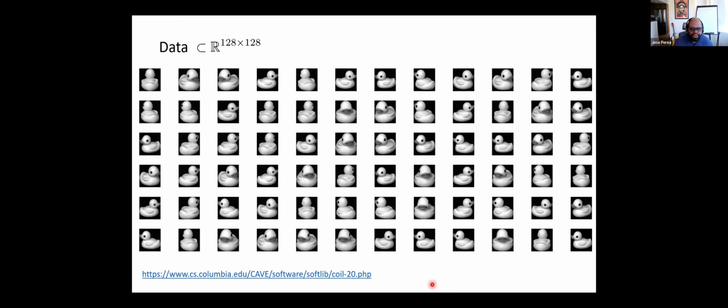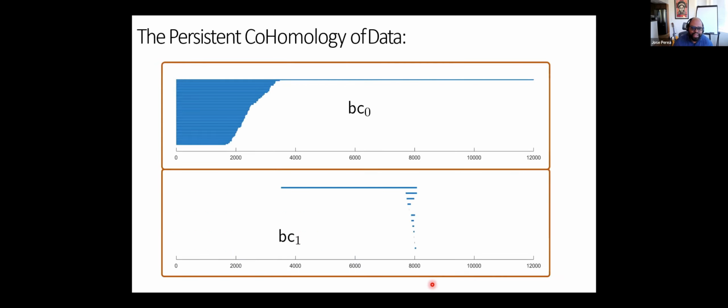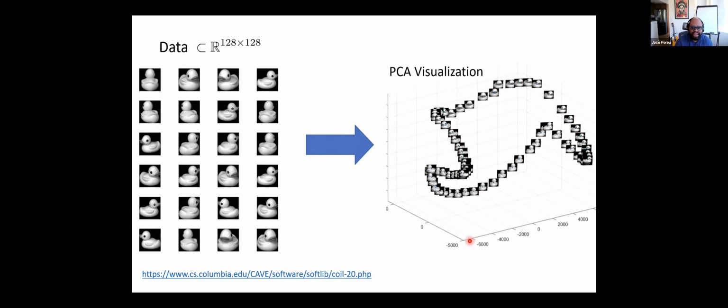If you compute the barcode, this is what you get. You get a long bar in dimension 0 and one long bar in dimension 1, right? So that is telling you that the data is likely connected, and it has sort of one prominent hole in dimension 1. If you were to do PCA on this data set, you would get the picture on the right. So the computation of the barcode is telling us that we should have something circular, something with a one-dimensional hole in it. And the PCA visualization is agreeing with that computation.